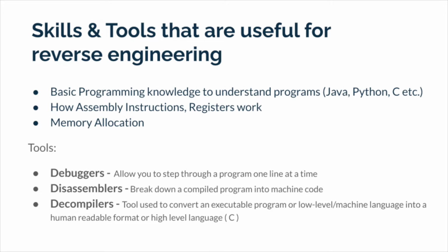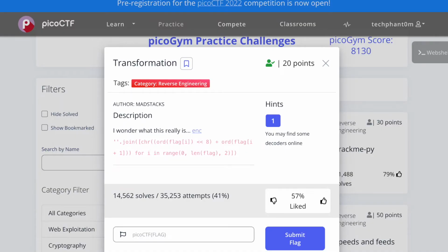There's debuggers. Debuggers allow you to step through a program one line at a time. So that's really helpful. You could see what's happening at each line of the program. Then there are disassemblers. Disassemblers break down a compiled program into machine code. And then you have decompilers. Decompilers are tools used to convert an executable program or low-level machine language into a human-readable format or high-level language like C.